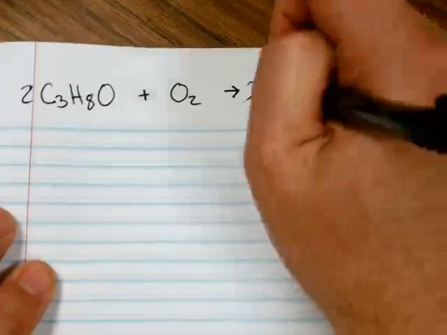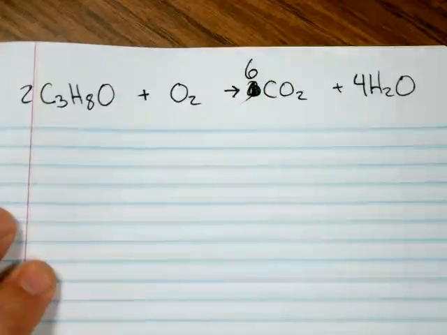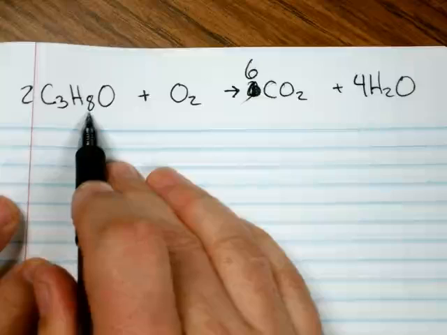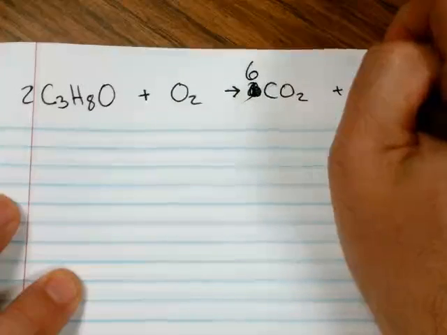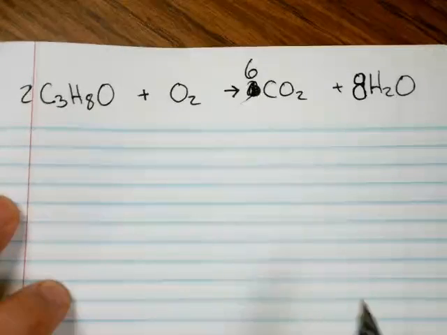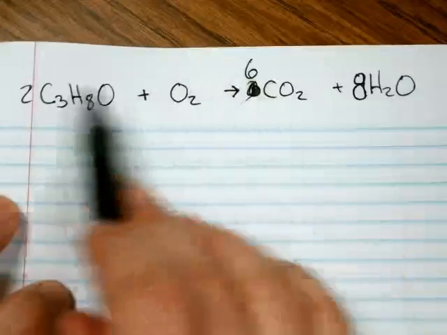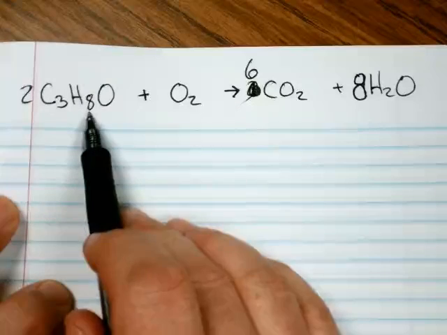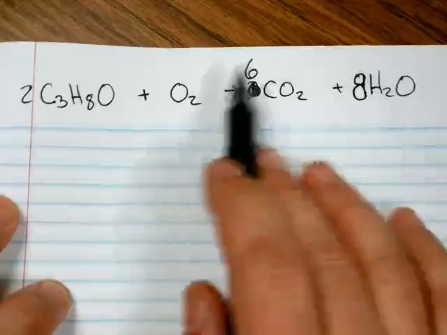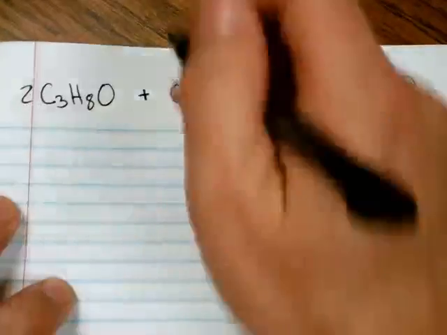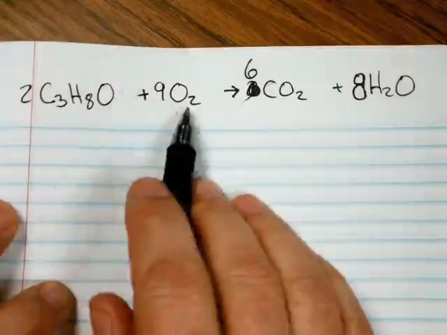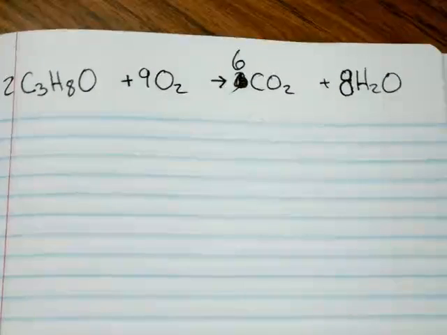Now you made my carbons 6. You made my hydrogens 16. So now we got to make that 8. So we have 6 carbons, 16 hydrogens, and then 8 plus 12, 20. 9 times 2 is 18, plus 2, 20. We're done.